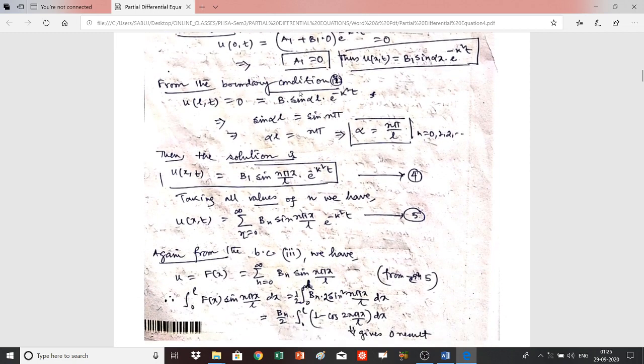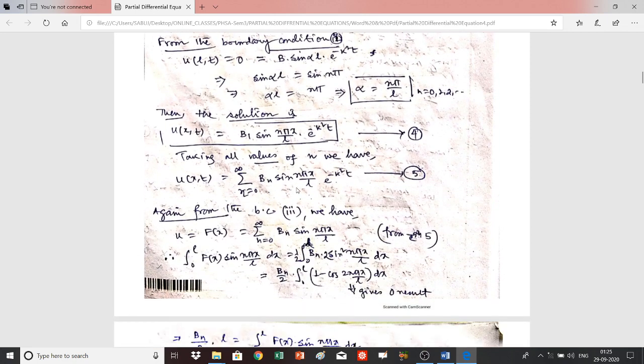Now write t is equal to 0 in this expression. You can obtain from here u that was given f(x), that is equal to the sum from n is 0 to infinity of bn sin n pi x by L, and e to the power 0 means 1. Okay, no problem here. So now multiply this f(x) with sin n pi x by L and integrate it from 0 to L. Then what we will get is the integral from 0 to L of f(x) sin n pi x by L dx. That will give you, from this expression, half.